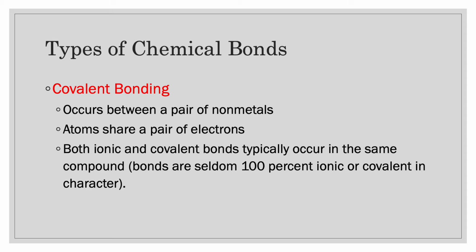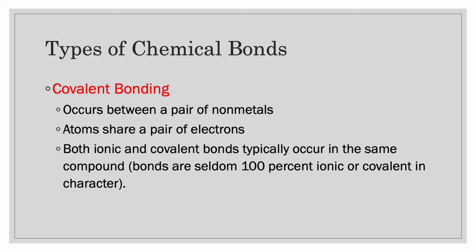Both ionic and covalent bonds typically occur in the same compound, because bonds are seldom 100% ionic or covalent. So using the terms ionic bonding and covalent bonding, I'm usually just talking about what the primary type of bonding is within that compound.